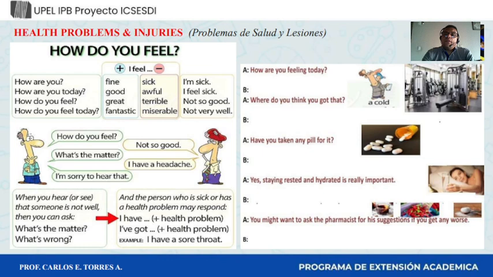After that, we are going to ask questions for knowing the health of somebody. So, in the left side of the slide, we see a question that we can ask. For example, how are you? How are you today? How do you feel? How do you feel today?